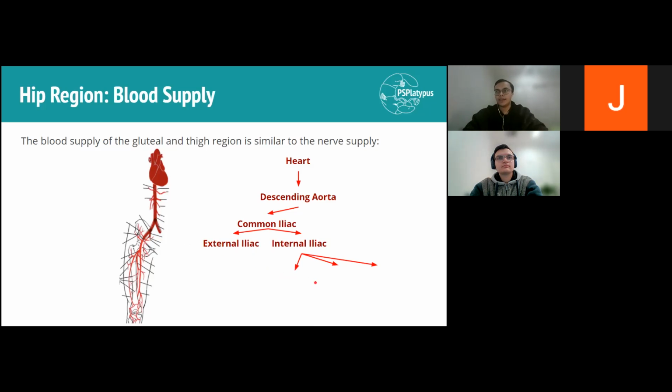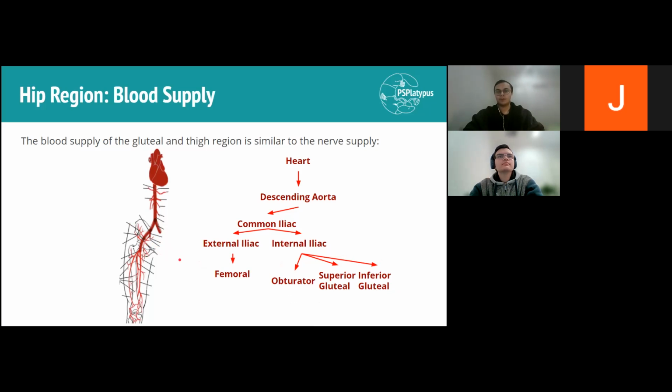Now, the internal iliac is going to give your arteries to all your gluteal muscles, so obturator artery, superior gluteal artery, inferior gluteal artery. Just keep that in mind that the internal iliac is all to your gluteal area, whereas the external iliac is actually going to keep on running anteriorly and down your leg and turn into eventually your femoral artery. It'll pass under the inguinal ligament and become the femoral artery.